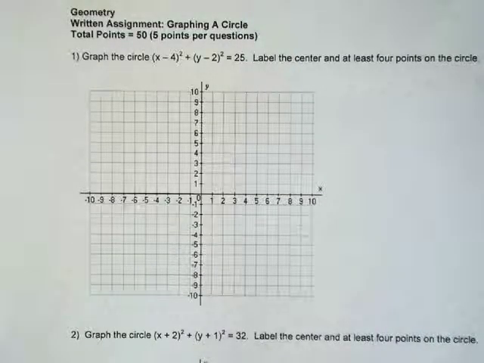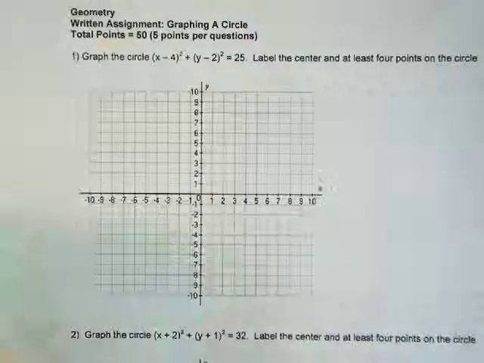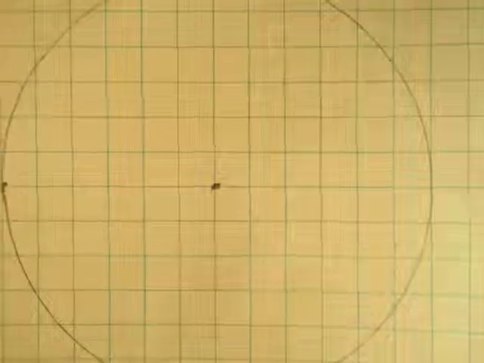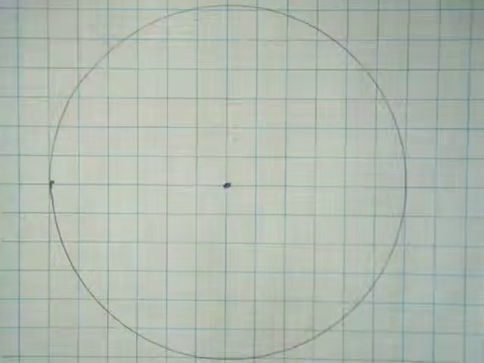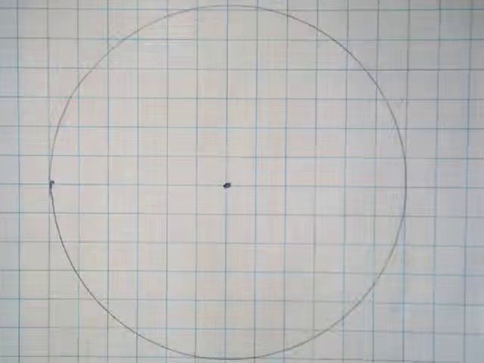Alright, let's go through the graphing a circle assignment and just kind of see what it's talking about, where it's going, what we're trying to learn from the whole thing. I'm going to start by showing you a circle. Okay, I'll zoom out a little bit. Now in this circle, we have a center point.